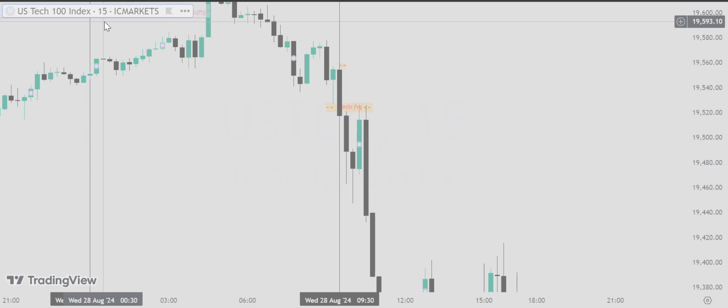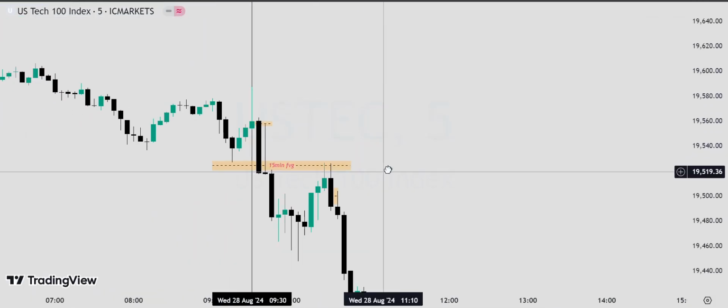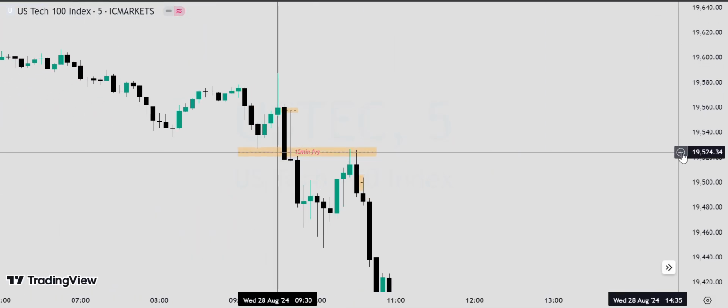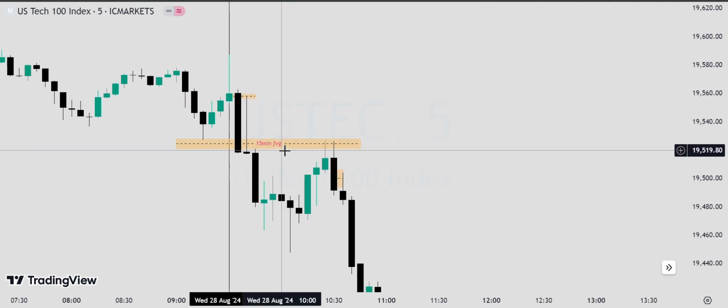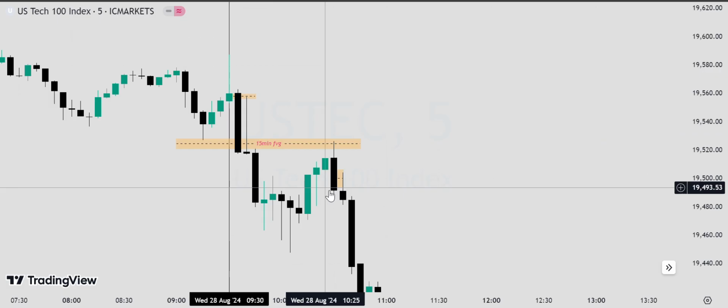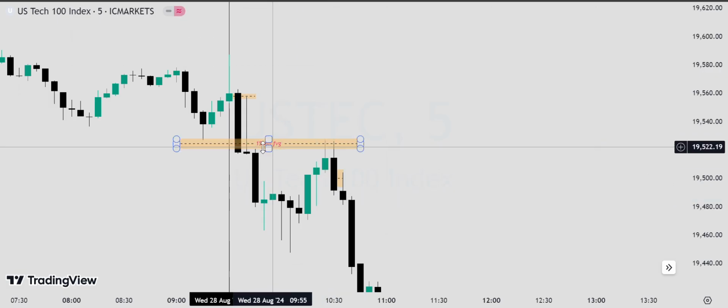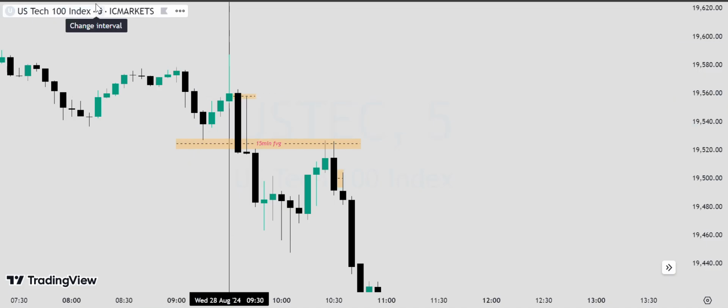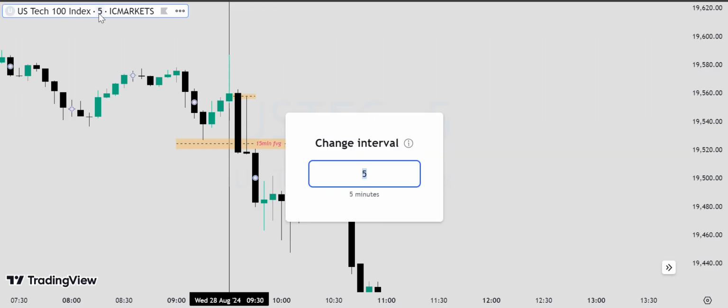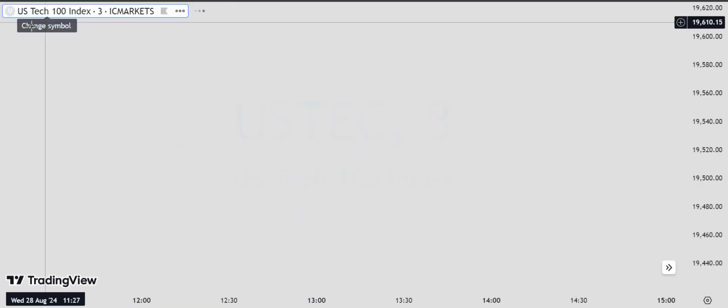So we go as low as 5 minutes. What happened in the 5 minutes? So you can see the market has retested this 15 minutes fair value gap, and then it went down. So there was that trade. So to take entries, if you cannot see much in the 5 minutes, you go as low as 3 minutes.